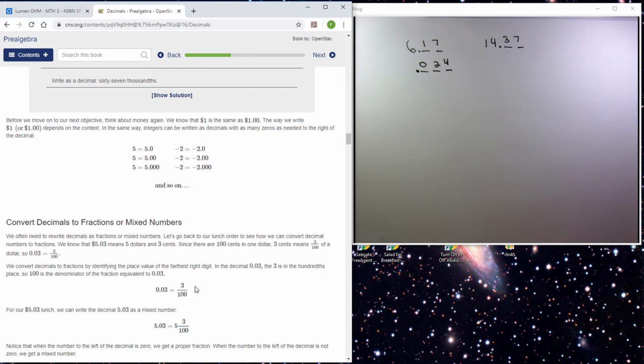Now we look at converting here. As we said earlier, decimals are a way of writing fractions with denominators that are a multiple of 10. So here we have 3 tenths. It's the same thing as, notice the 3 is in the hundredths place, so that's what's going to be in the denominator: 3 over 100. You have a mixed fraction here for $5.03. The whole part is 5, and the fractional part is 3 over 100.